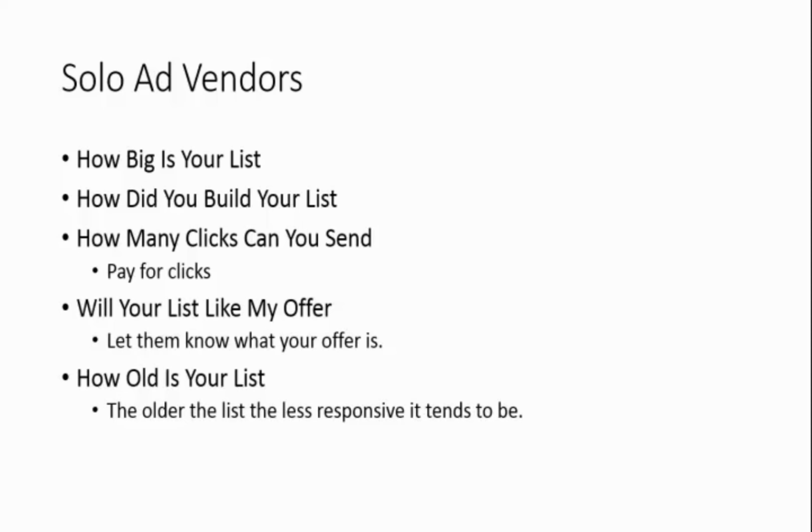Now, you also want to know how old the list is. Okay, the older the list is, it's probably going a little stale, and it tends to be less responsive. So you like to have a list that's fresh, a list that's fairly recent. You don't want a list that's been out there a long time, because people are then a little more immune to the email, and they're less likely to open them. They might just still be on the list because it's a habit.